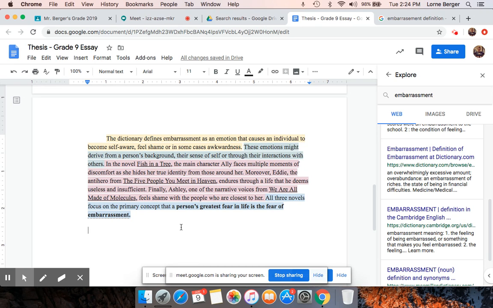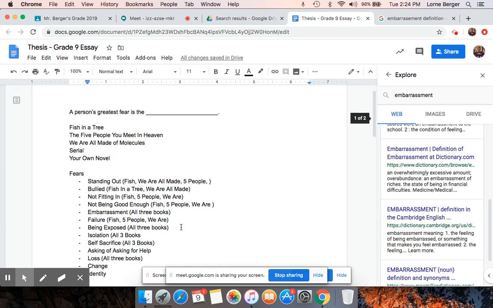If you can go through it, remember, the books that you can use are Fish in a Tree, Five Feet Apart, We Are All Made of Molecules. You can use Serial if you really want to, and you can use any of your own novels that you've read throughout. But I would like you to have at least 2 of the 3 arguments being about books that we read aloud in class, so that at least I know that you were reading and listening.